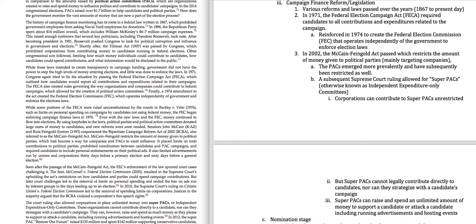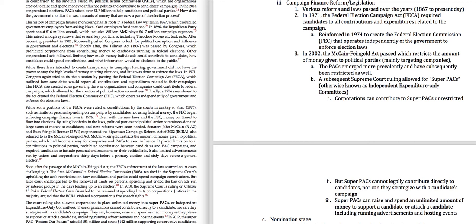So McCain-Feingold was a bipartisan act, and it has to be, both parties have to be on board with this. The McCain-Feingold Act passed in 2002, which restricts the amount of money given to political parties, mainly targeting companies, because companies have deep pockets, man. So they could go in, Google, Facebook, those guys, and just basically own a candidate, which is a little bit scary.